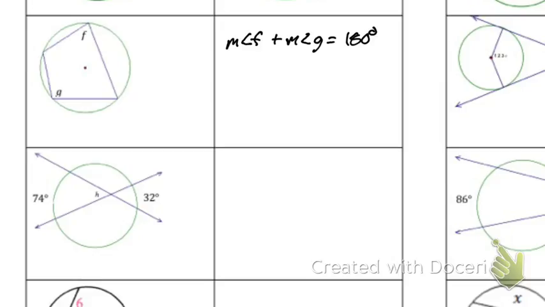Coming down to the next one, we just did this, basically. When it's inside, you add and divide by 2. So this is going to be our H equals 1/2 of 74 plus 32. And since we're adding, it could have been 32 plus 74. It doesn't matter what order you do it in.